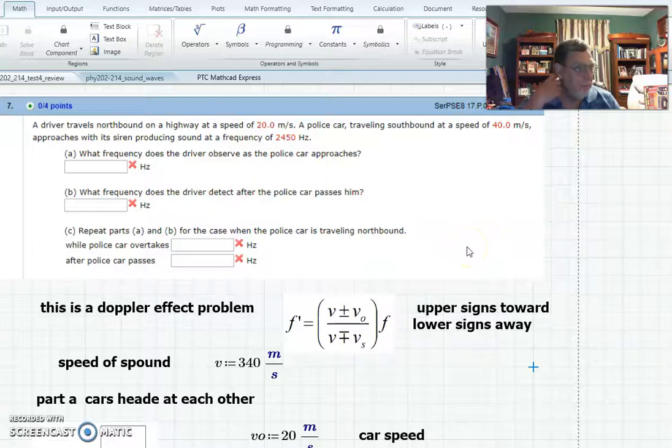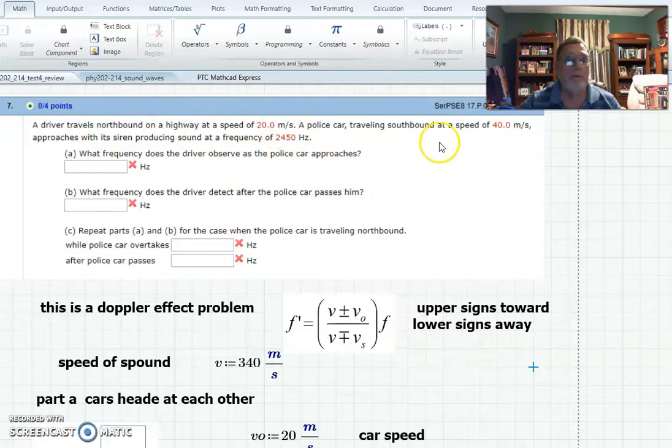All right, now for problem 7. This is our Doppler effect problem. There will be one on the test. I think it's the same one we did earlier, but let's go over it again here with different numbers. So we've got two cars. We've got a traveler going north, police car headed toward us, coming south.